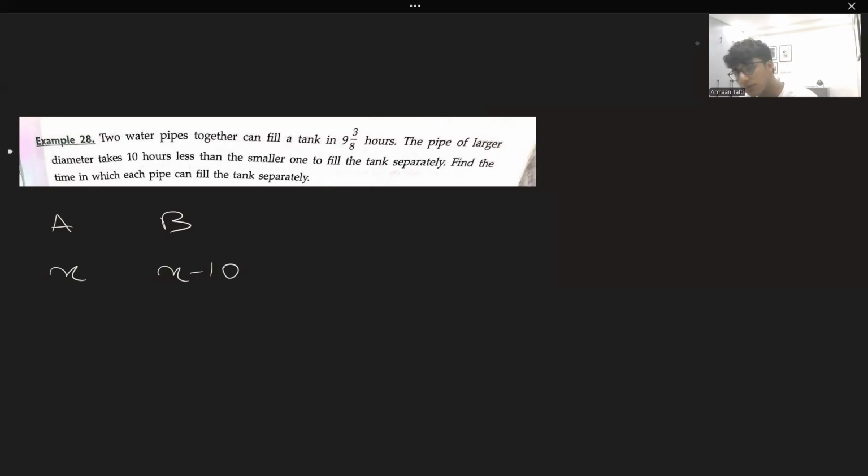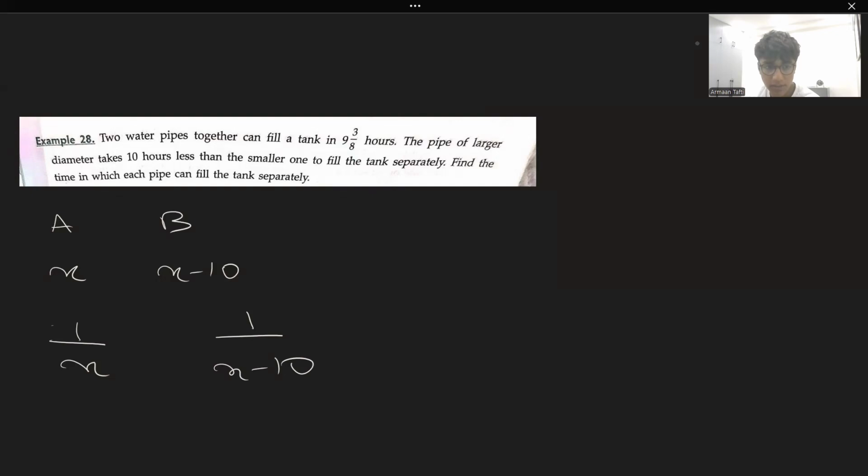Okay, so now you remember from previous classes the time-work relationship, how it works. So if this person can fill a tank in x hours, what is the amount of work he can do in 1 hour? That is 1 by x, right? Similarly, the work that B can do in 1 hour is 1 by x minus 10, right? And now these together, they can fill it up in 9 3 by 8 hours, right?